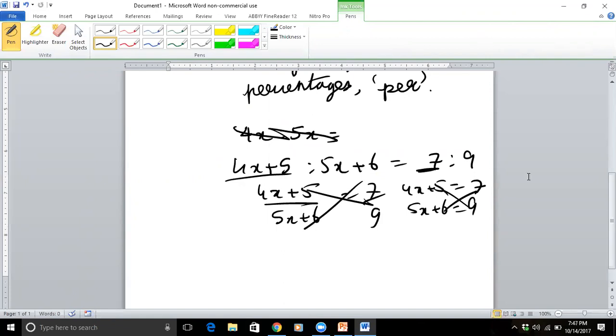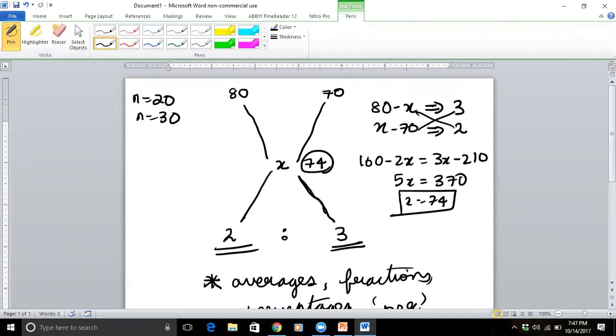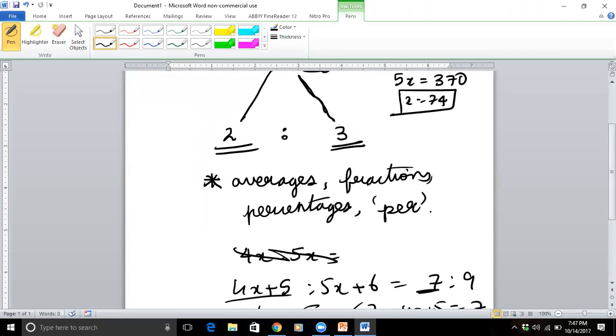Okay. So what we basically do is we utilize the mixture diagram for all weighted average concepts, all quantities which are associated with the word per. Okay, so that is one thing.